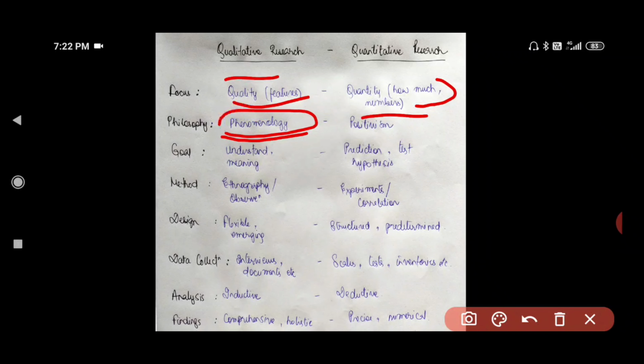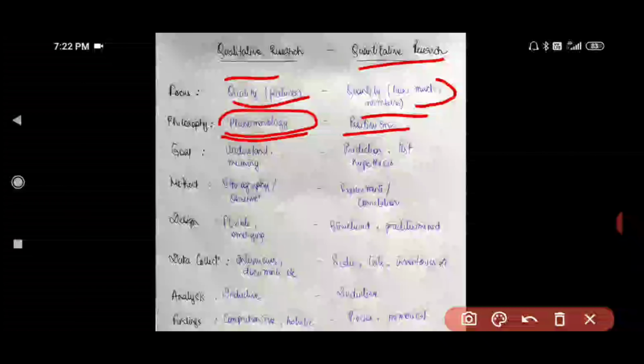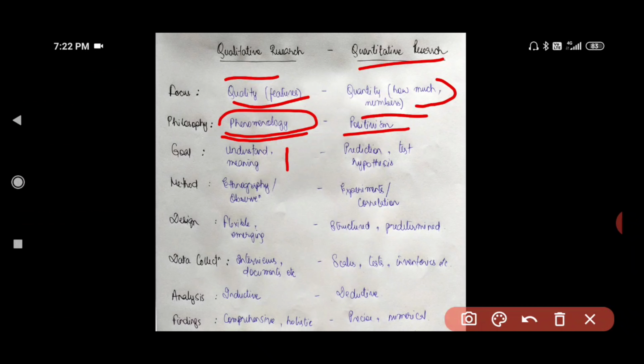And the philosophy associated with quantitative research is positivism. So positivism is a philosophical movement that is deeply rooted in science and mathematics, okay? And the goal of qualitative research is to understand and to interpret the rich meaning. And the goal of quantitative research is to predict and to test hypotheses. The method involved in qualitative research is ethnography and observation. So ethnography is the study of the cultural groups. Okay, so we'll talk about ethnography later in this class.